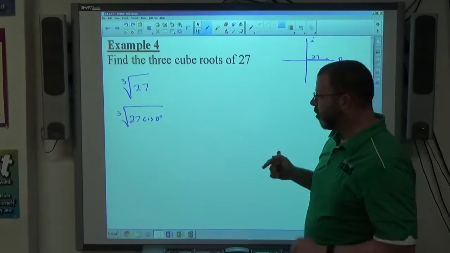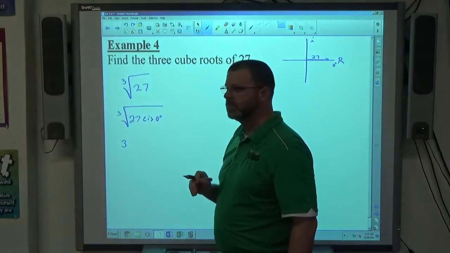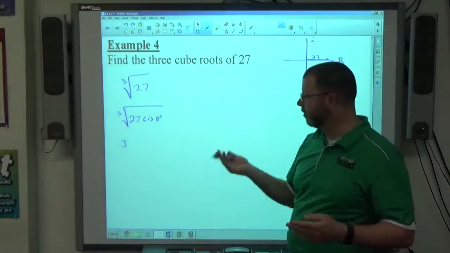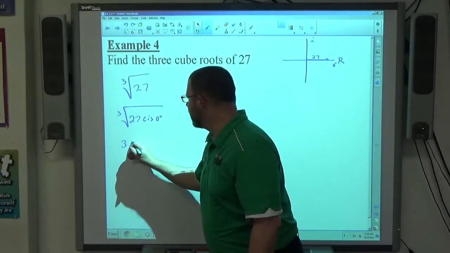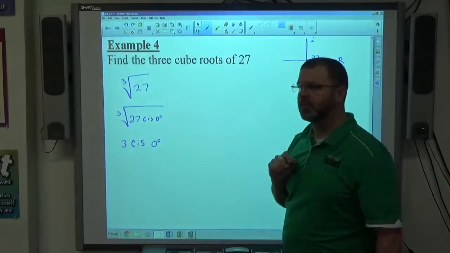And then once I get trig form, I write the first answer. The cube root of 27 equals 3. The last one, the fifth root of 2, we didn't know what it equaled. If you know what it equals, evaluate it. So the cube root of 27 is 3. And then CIS, and then 0 divided by 3 is 0. So again, there's my first answer.